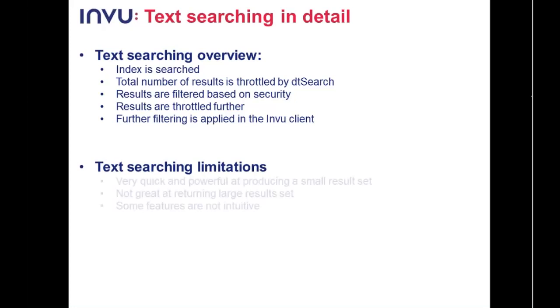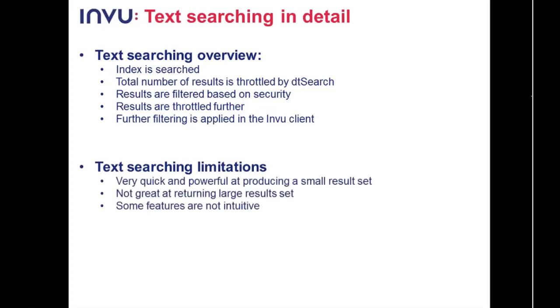The limitations of text searching. There are limitations. It's not perfect, but if you know what the limitations are, you can tweak your searches to turn those limitations into benefits. One of them is that the general text search is very quick. It is very powerful, but only when it comes to producing a controlled small result set. So if you're searching for invoices, if you just search for the word invoice, chances are that's going to be in the header for probably 99.9% of all invoices in your system.